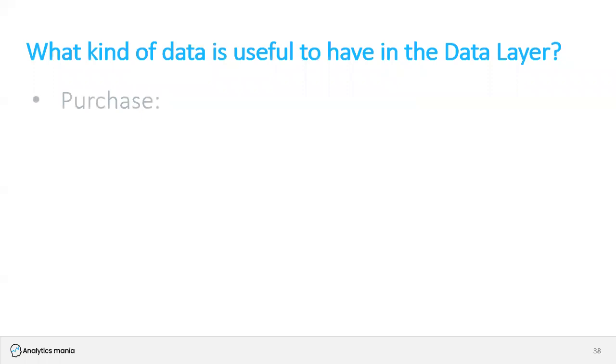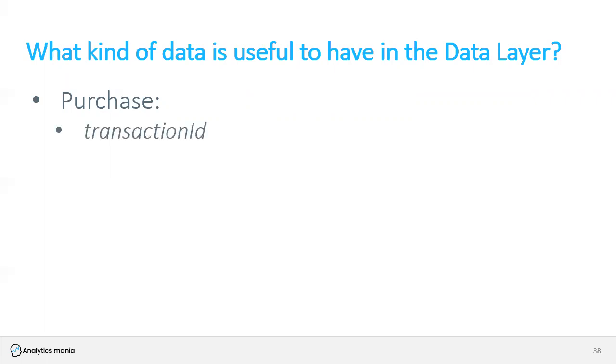Then, another example could be purchase. If you have an e-commerce website, or let's say some simple website where visitors can make a purchase, then what kind of information do you want or need to track? Maybe your marketing tools or analytics tools require certain parameters by default.